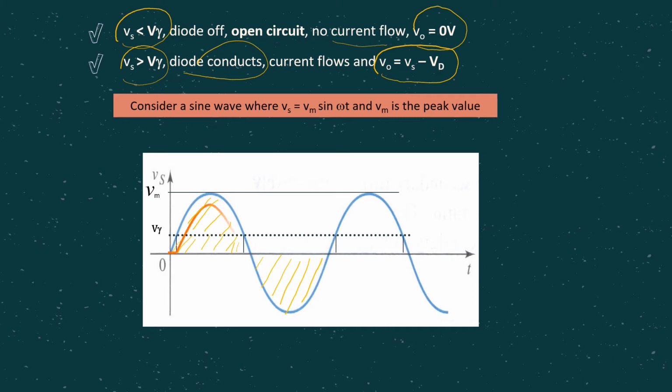So if we were to draw the output waveform, you can see that whenever Vs is less than V gamma, V naught equals 0. As you can see here, V naught equals 0, represented with a vertical line like this, and a horizontal line like this. Then when we have Vs larger than V gamma, V naught is actually Vs minus Vd, meaning V naught is equal to Vs, but it is being reduced by how much? By the Vd value. As you can see here, it is being reduced by the Vd value.